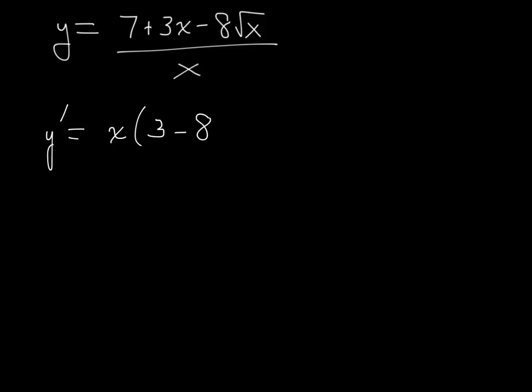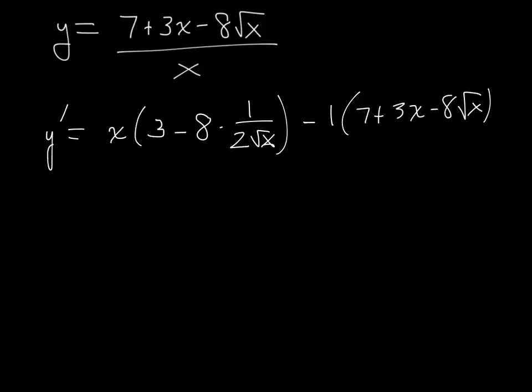the square root of x, the derivative, remember, is 1 over 2 square roots of x, minus, take the derivative of the bottom, which would be 1, and then leave the top alone, 8 over square root of x, all over the bottom squared.